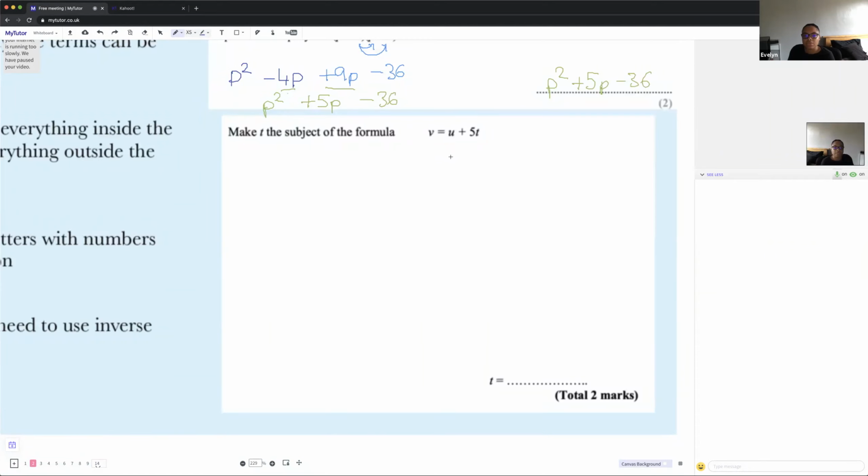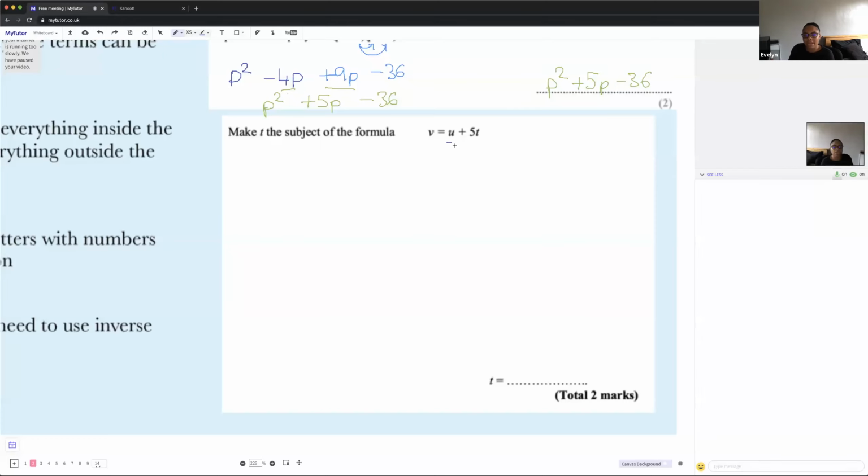So the first thing that we should do, the whole point of making t the subject is to get t by itself on the right hand side. So we want to isolate it. Now, remember a few sessions ago, I said the best thing to do is getting rid of the adding and subtracting terms and then doing the multiplication and division at the end. So we want to get rid of the u first.